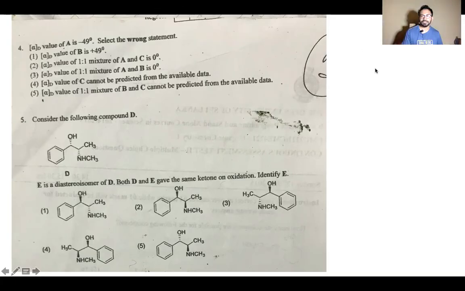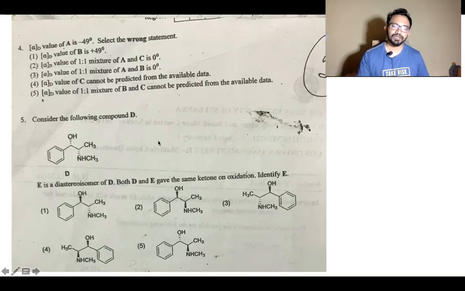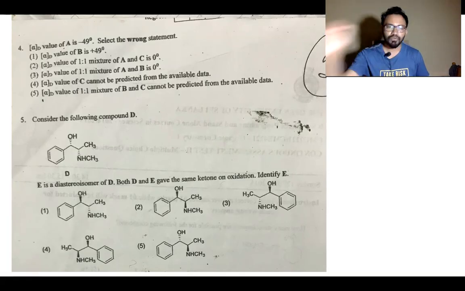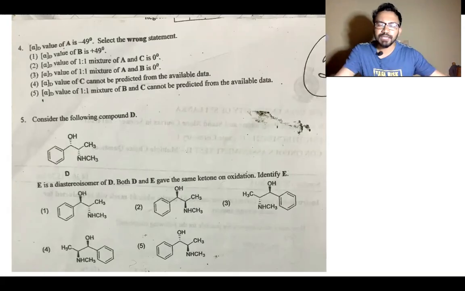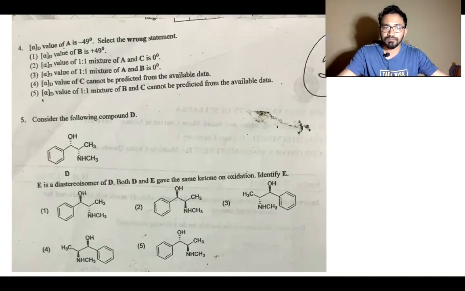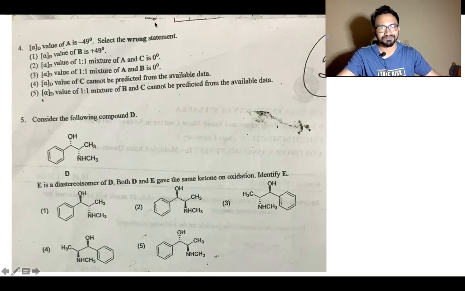So with the next question, they are asking the same thing here. E is a diastereomer of D. They are saying like that. Okay. Both D and E gave the same ketone on oxidation.